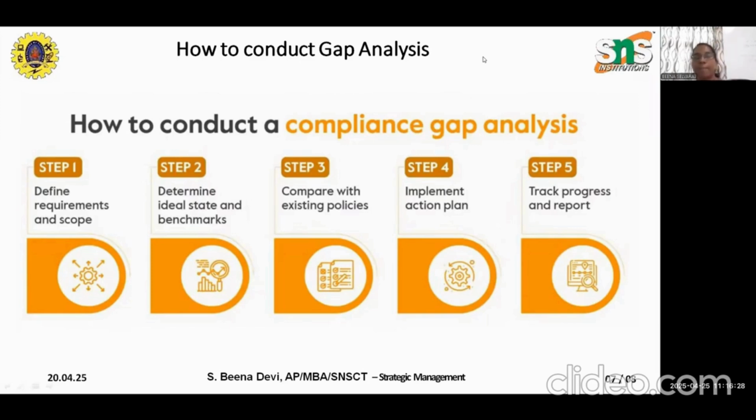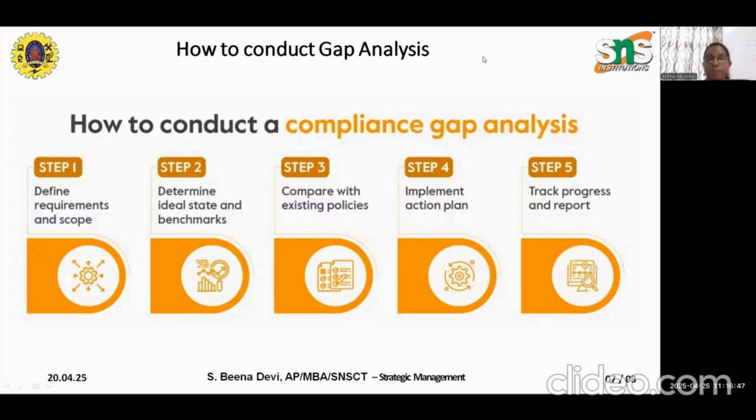So what is gap analysis? We know that. Now, how to conduct a gap analysis. First and foremost, we need to define the requirements and scope. What we are trying to achieve, we need to define it. Only then, if we want to fix the objectives, can we work towards that.